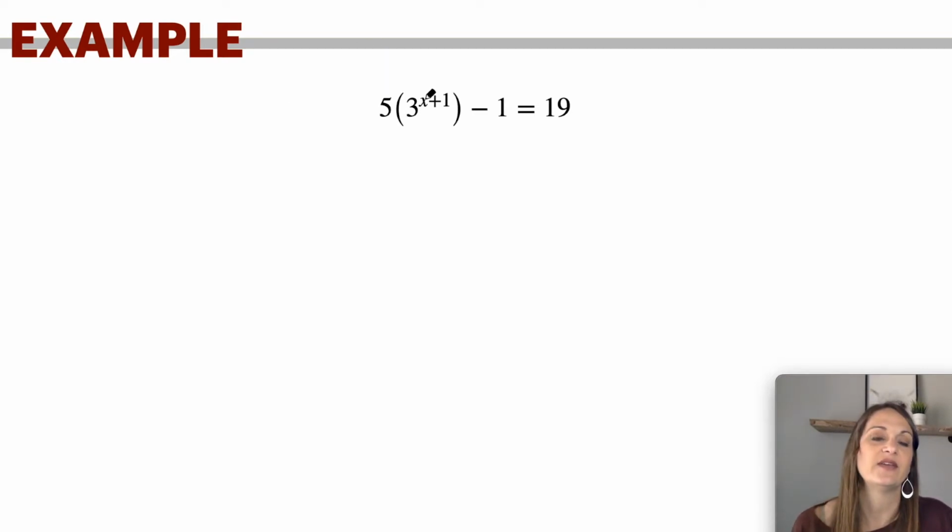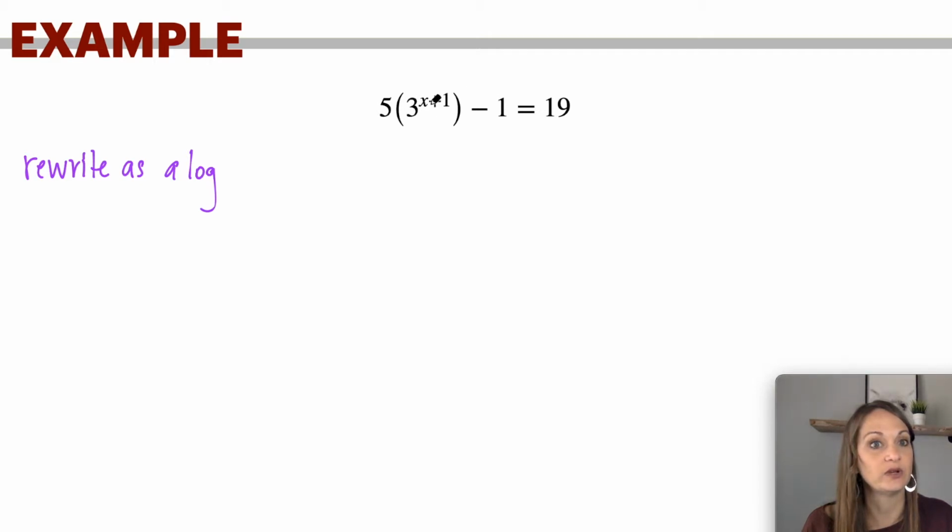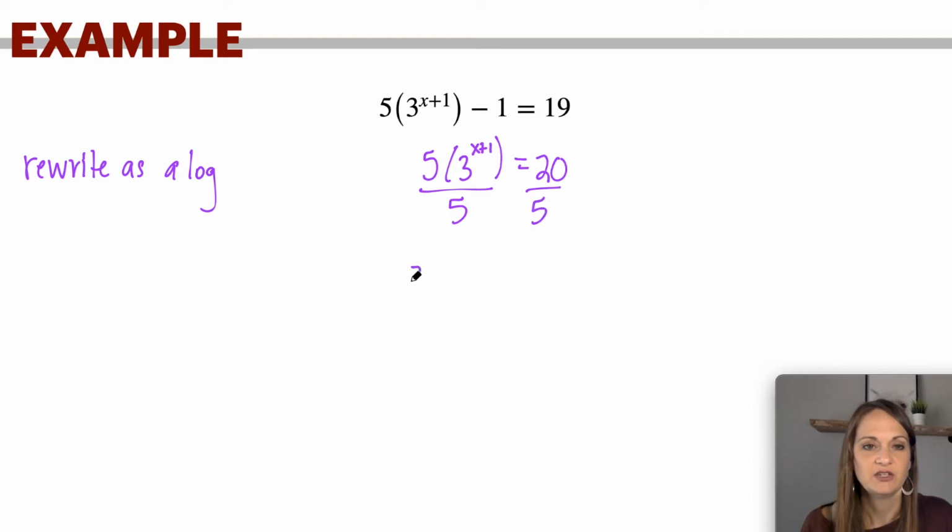In this case, we have x as an exponent, so since it's in an exponent, we're going to have to rewrite as a log. So first, we're not going to do that. We need to get rid of everything but that. So I'm first going to add 1 to get 20. And now we still got to get rid of the 5. We need the exponent by itself. So we're now going to divide both sides by 5. So we get 3 raised to the x plus 1 equals 4.